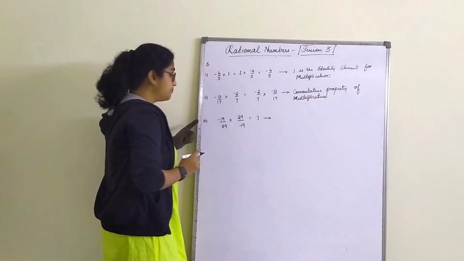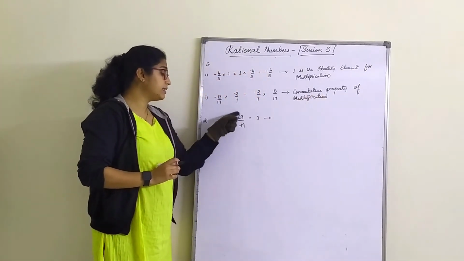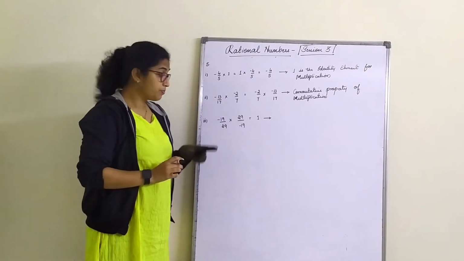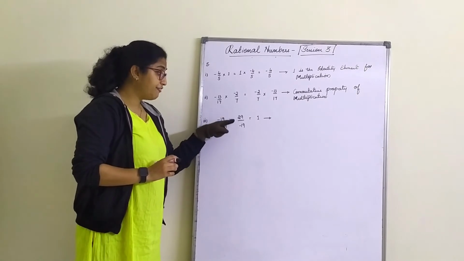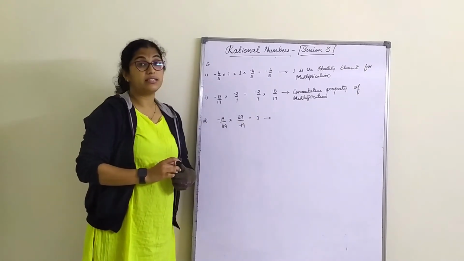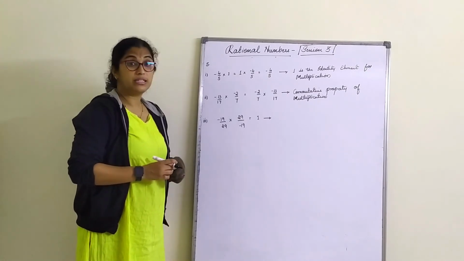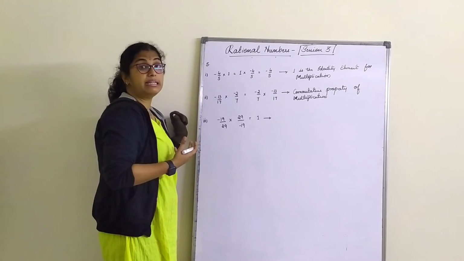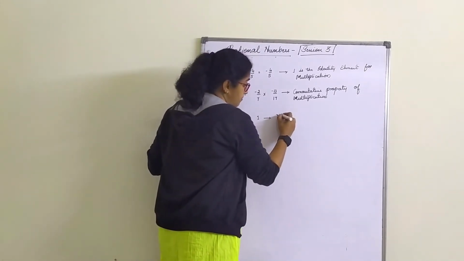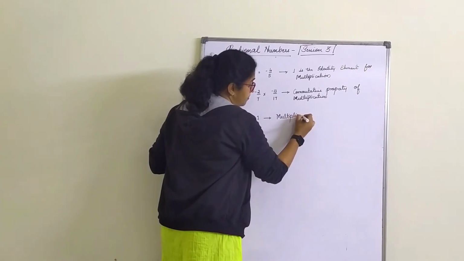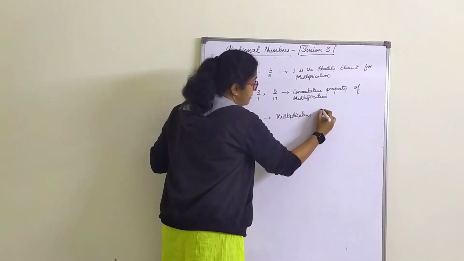And the last one, minus 19 by 29 into 29 by minus 19 is equal to 1. When I have a number and I multiply the reciprocal of the number with it, I get the answer 1. So which property is it? It is the multiplicative inverse.